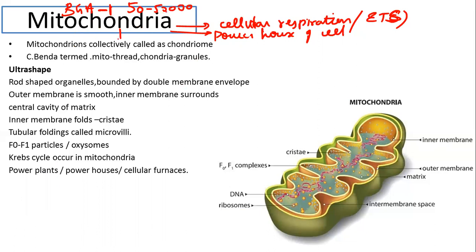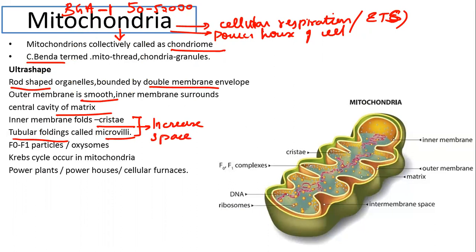Those 50,000 mitochondria are collectively called the chondriome, and it was termed by C. Benda. The structure is rod-shaped and double-membraned. The outer membrane is smooth, and the inner membrane is covered with a matrix. The inner membrane has folding called cristae, and there is some tubular folding called microvilli. Both these foldings help increase space.